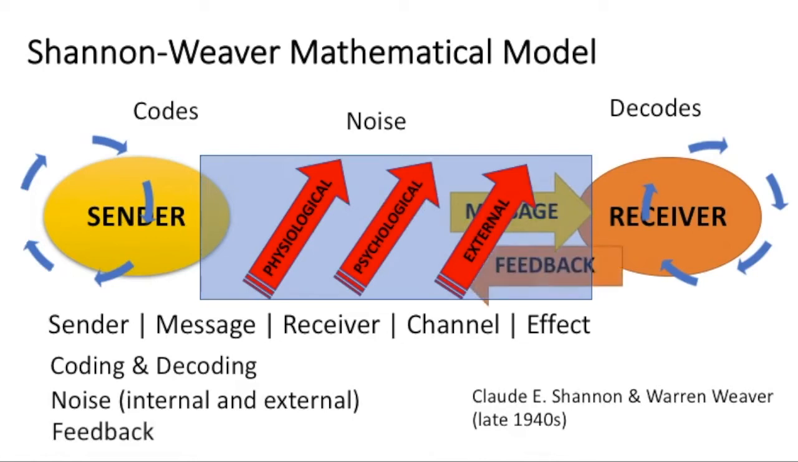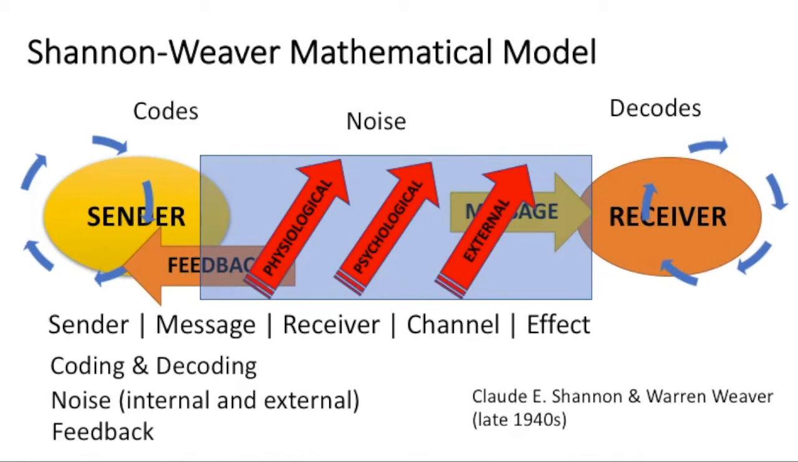Shannon and Weaver also added the idea of feedback to identify how a receiver responds to a message. This starts to move us away from linear models of communication into a more circular conceptualization with the idea of feedback loops.